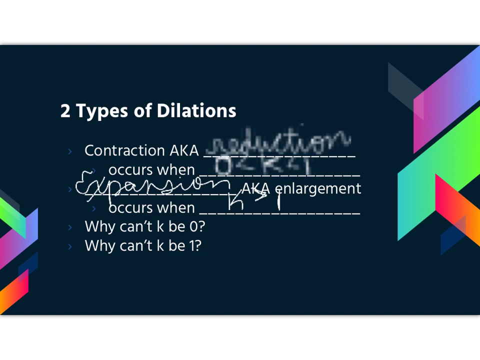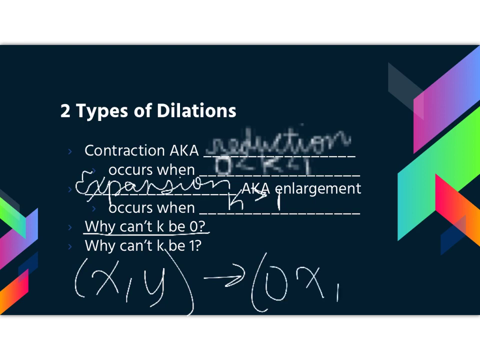Well, for a scale factor, remember you're multiplying your x and y values by that same number. So if you have your preimage coordinates and your mapping rule is (x, y) goes to (0x, 0y), well, yes, we're technically multiplying, but if you do anything times 0, it's going to be 0. So you would have a figure and all of its coordinates would be mapped to the origin, and that just doesn't really make any sense.